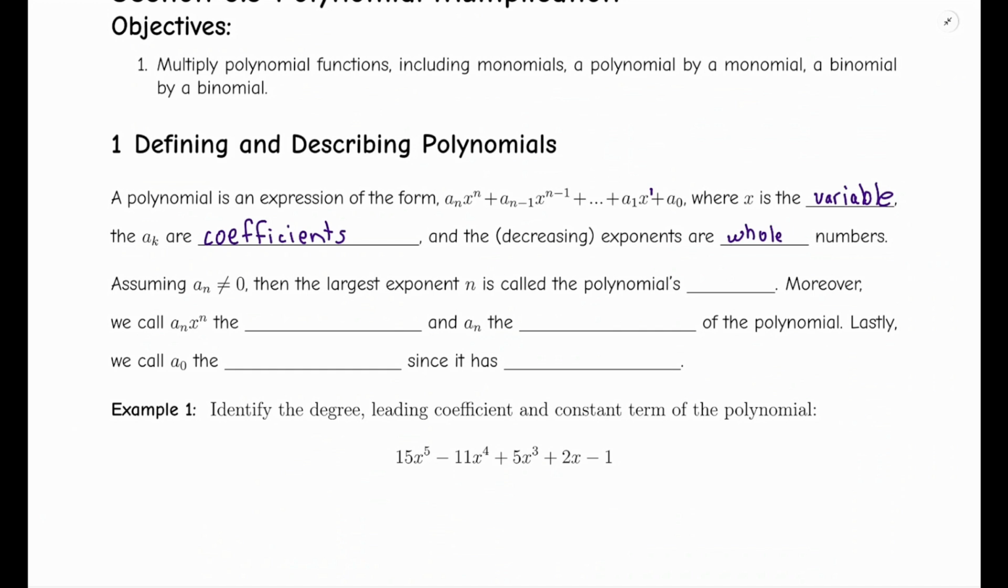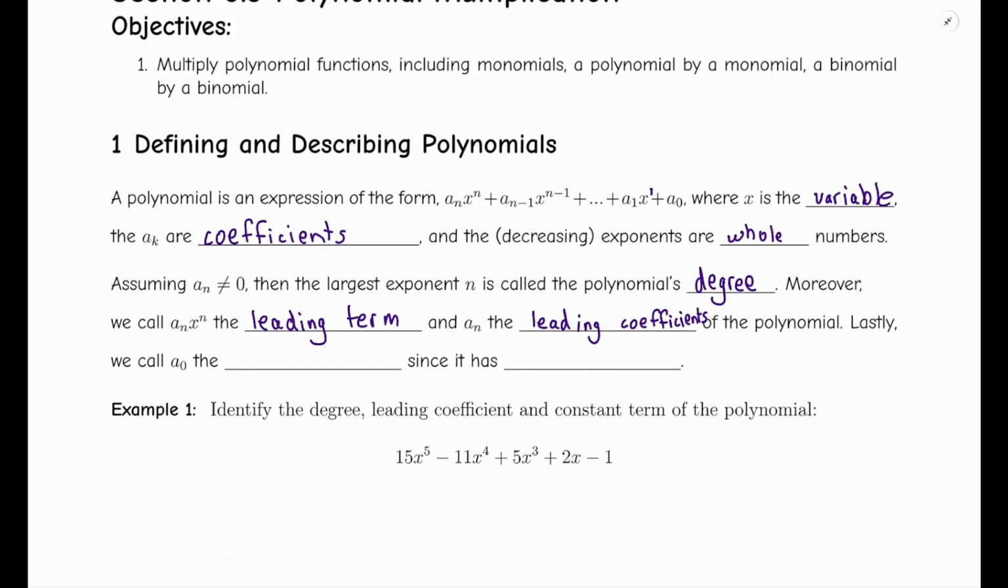So assuming that a_n is not equal to 0, then the largest exponent, n, is called the polynomial's degree. Moreover, we call a_n x to the n the leading term, which makes a_n, since a_n is a coefficient, the leading coefficient. So in other words, if you're asked for the leading coefficient, it's only the number in front of the variable. If you're asked for the leading term, it's the number and the variable.